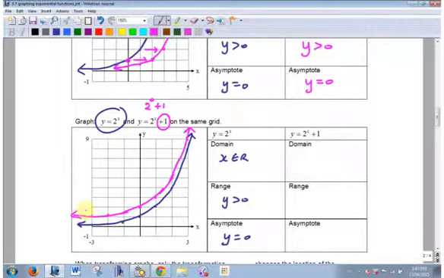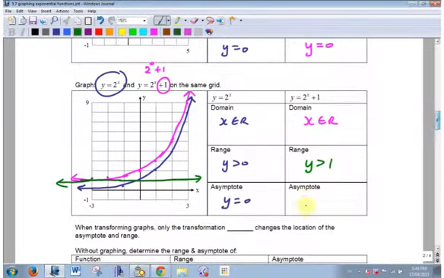Now, how does the domain change? No, it doesn't. Still goes left and right. Does the range change? Yeah, because my asymptote changed, didn't it? Now, my asymptote, colored on one, is here. Keeps going closer and closer. That's an eighth. That's a quarter. Keeps getting closer and closer to that point. So my range does change, because everything got shifted up by 1, including the asymptote.